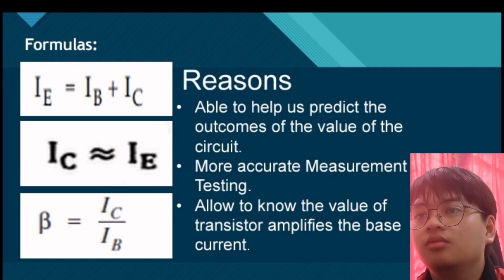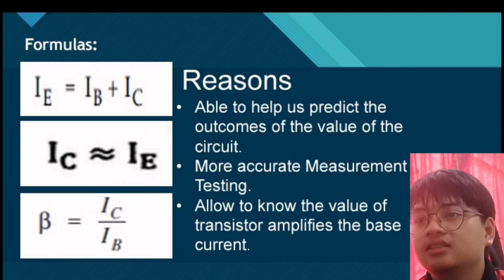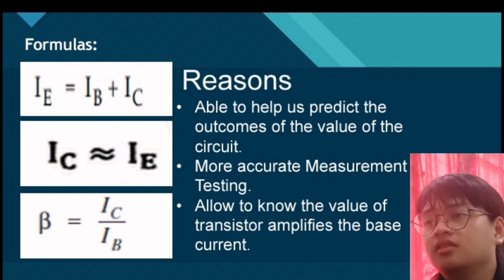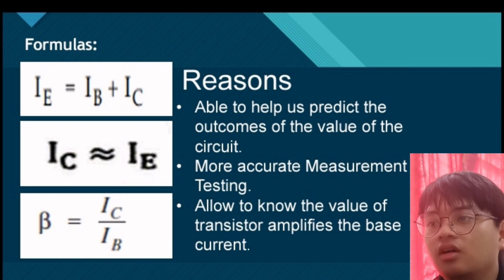This is the formula we will use for this practical work 4. IE equal to IB plus IC. IC almost equal to IE. Beta equal to IC over IB. The reason to use this formula is to help us predict the outcome of the value of the circuit. More accurate measurement and testing allow us to know the value of how the transistor amplifies the base current.